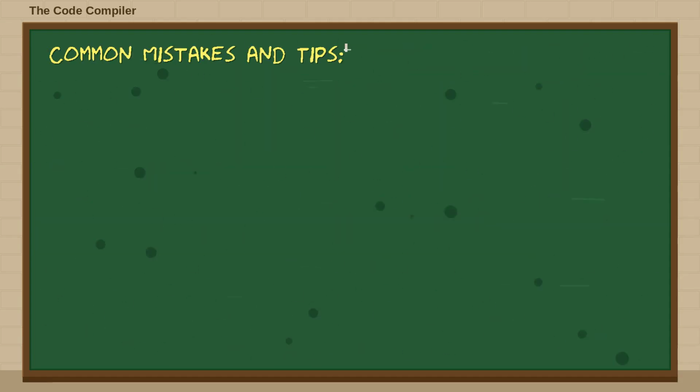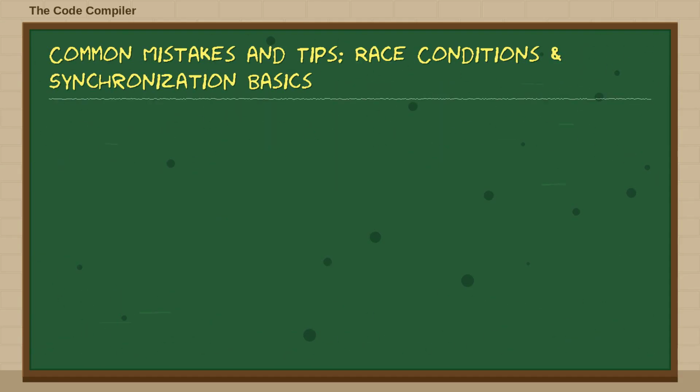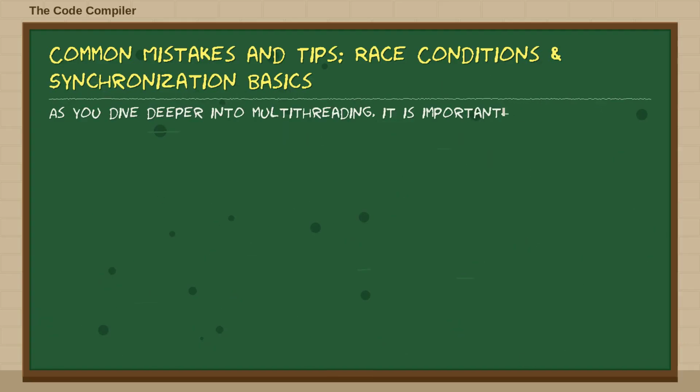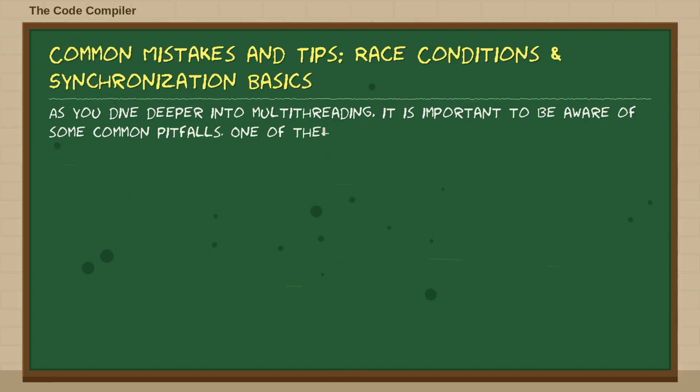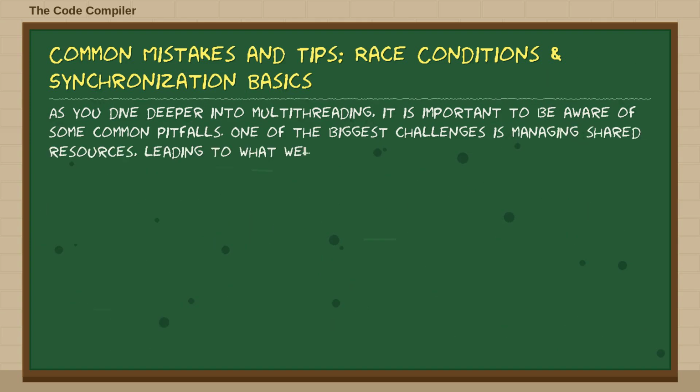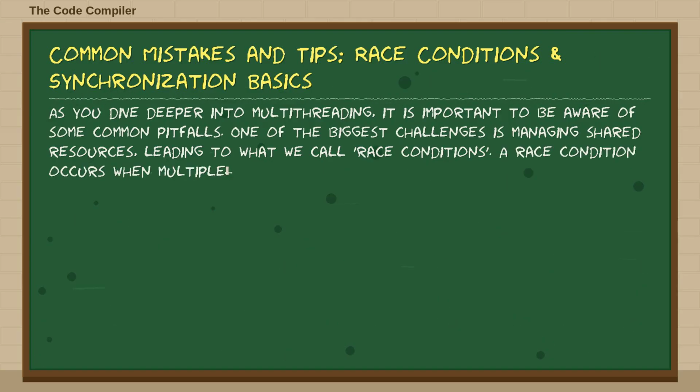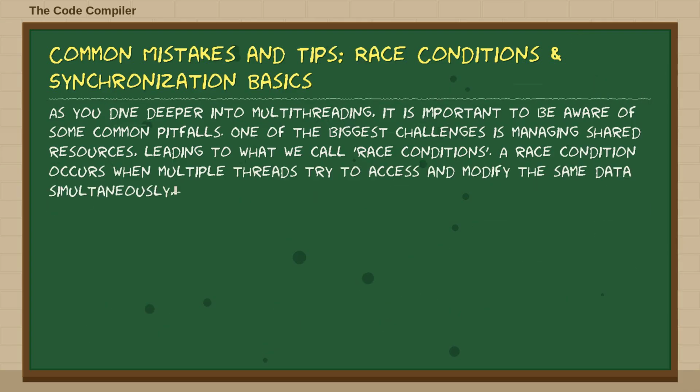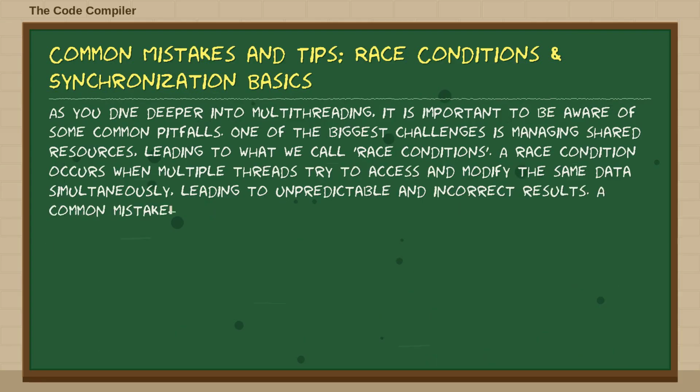As you dive deeper into multithreading, it is important to be aware of some common pitfalls. One of the biggest challenges is managing shared resources, leading to what we call race conditions. A race condition occurs when multiple threads try to access and modify the same data simultaneously, leading to unpredictable and incorrect results. A common mistake is not synchronizing access to these shared resources.